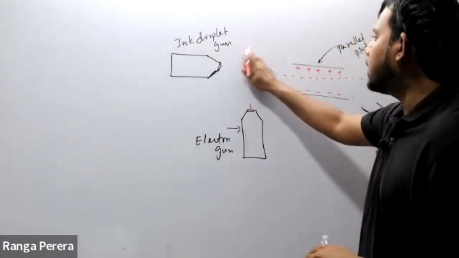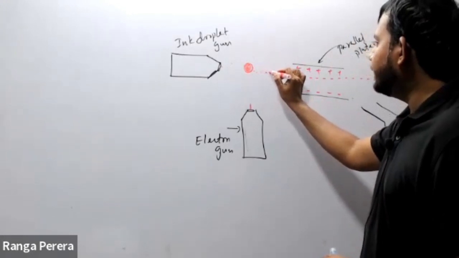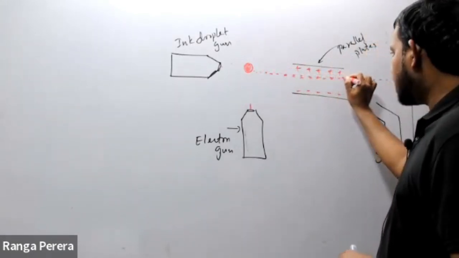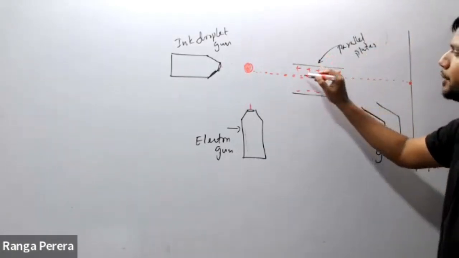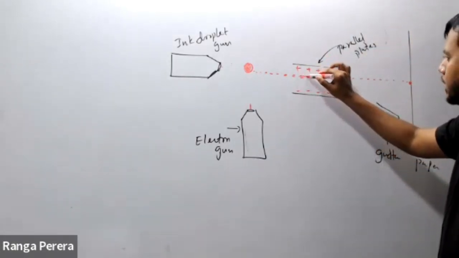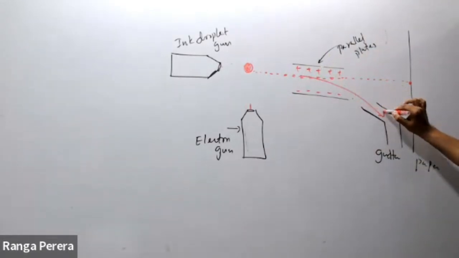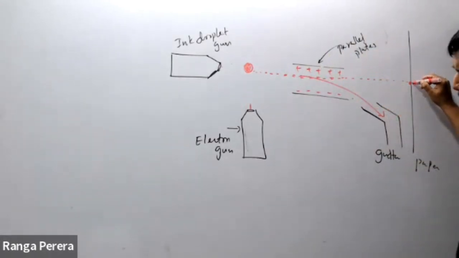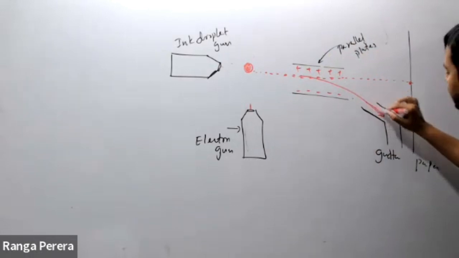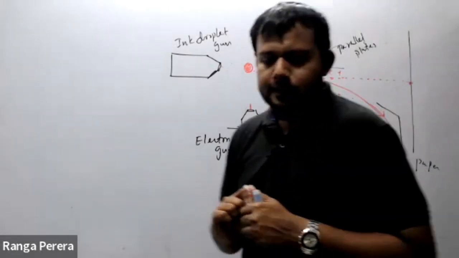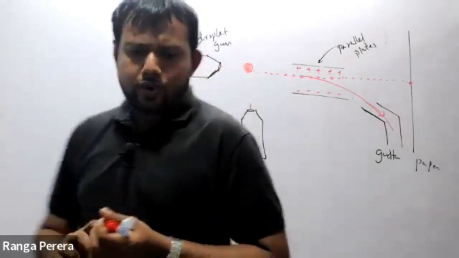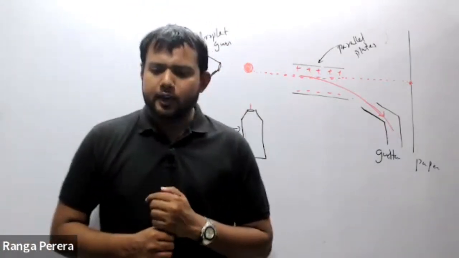Now it is a charged particle. Now when it travels through this parallel plate, we know that there must be a deflection. There's a deflection along this line, and it never comes to the paper. Instead of that, it has come to the gutter. Right? Are you okay with that? Can you understand this point?